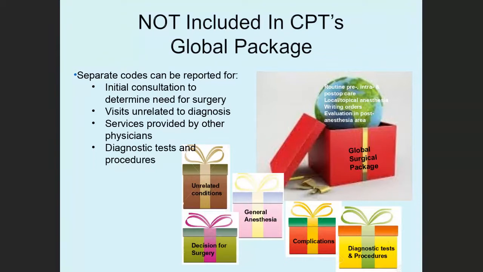Remember, we said that services are bundled, included in the main surgical code if they are a routine part of the surgical codes. But some services are specifically not bundled. In this picture, these are represented by the small packages around the bigger red package for the global. So this is the global, and these are all the services that are not bundled into the global package. So what kind of services are we talking about?